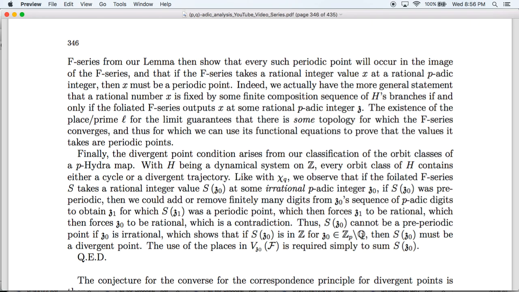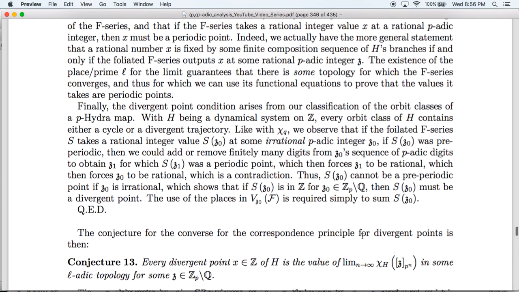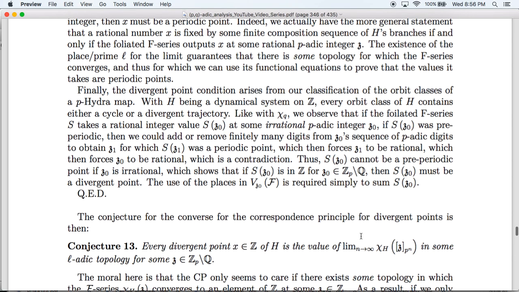In particular, and actually this leads to the converse of the correspondence principle for divergent points, which is that every integer divergent point of H is the value of the associated f-series in the Newman in some L-adic topology for some irrational p-adic integer. Now, here's a really interesting question that I honestly don't know.